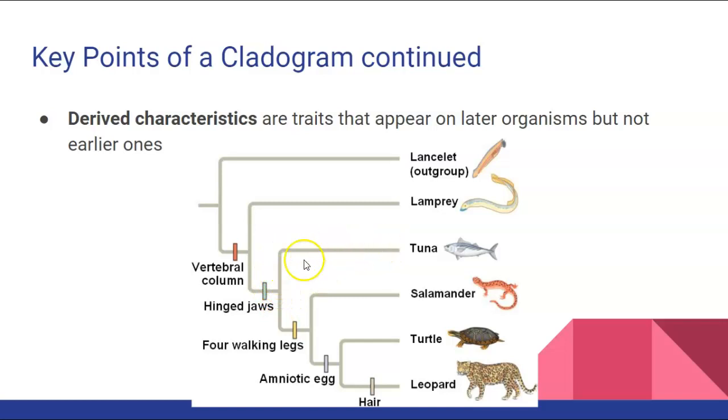So now the tuna will be eliminated from this next derived characteristic for walking legs, right? Tuna fish don't have walking legs. Then a salamander will be removed from having an amniotic egg. And then finally, a leopard is by itself in this particular cladogram for having hair. So the derived characteristics show what specific characteristic has differentiated these species from the other species on this cladogram.